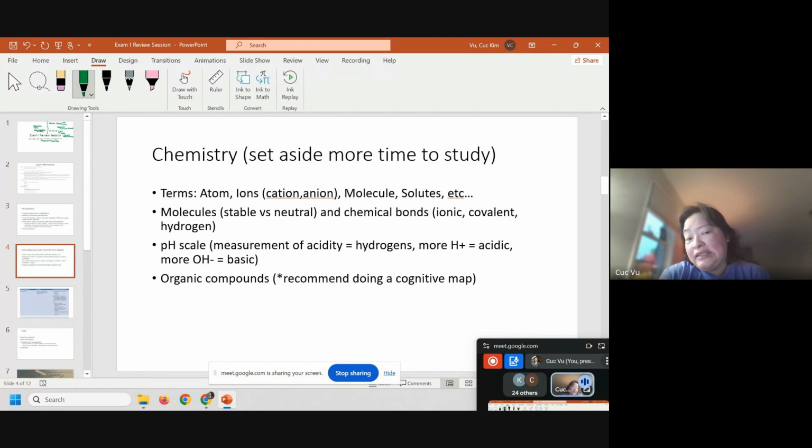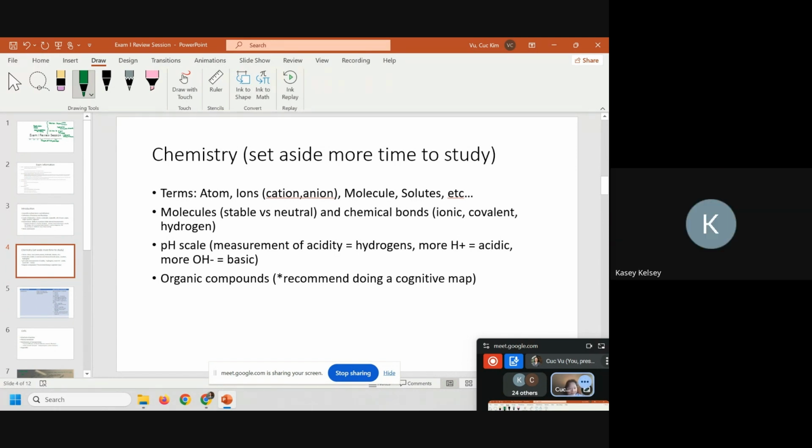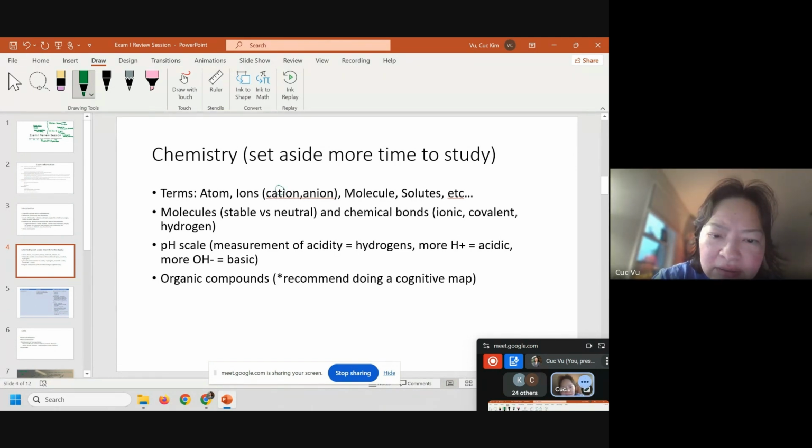Chemistry. Like I said, this one for me was the most difficult when I was going through this course. So I would recommend setting aside more time to study it. Lots of terms: atoms, ions, molecules, solutes. I'll share one example of a way to remember it. Cations are positively charged ions because they have the plus sign in the t. You can see the plus right there. Where anions then would be the negatively charged ions.